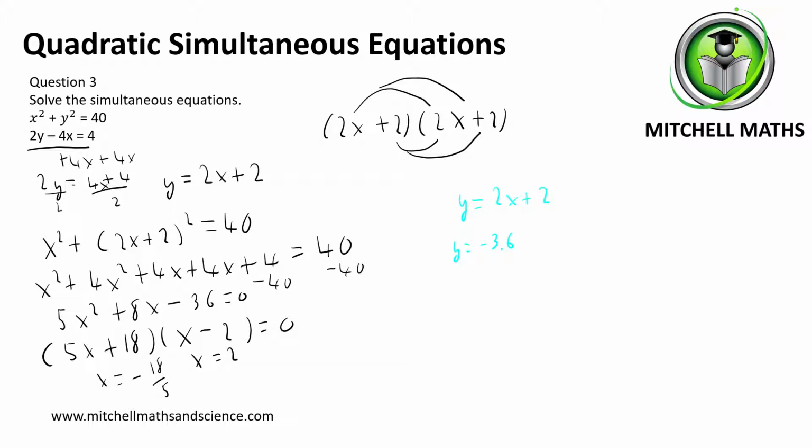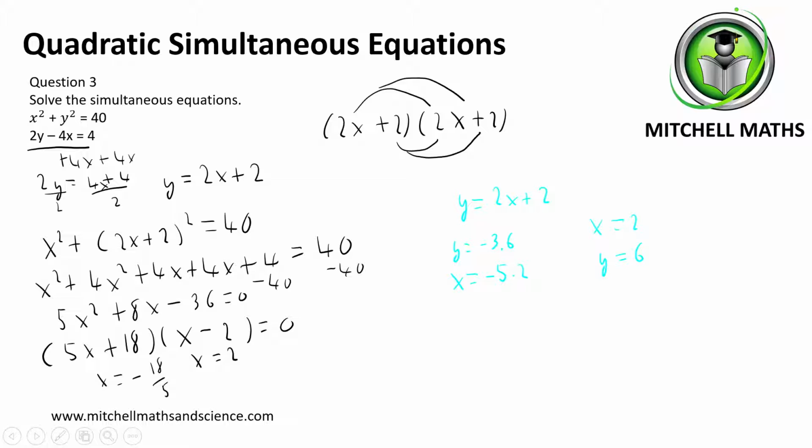If I times that by 2, that'll be minus 7.2, and add 2, that will give me minus 5.2. So y equals minus 5.2. It'd be fine to give it in fractions too if you needed to. X equals 2. Well, 2 times 2 is 4, 4 plus 2 is 6. Therefore, y equals 6. And there are my two solutions for those simultaneous equations.